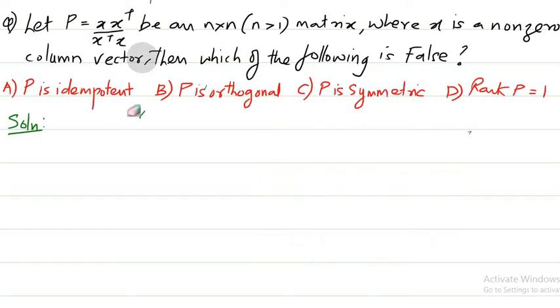So we are given a problem here. P is basically an n by n square matrix, where x is a non-zero column vector. Then which of the following is false? Here you can see the options are: P is idempotent, P is orthogonal, P is symmetric, and rank of P is 1.